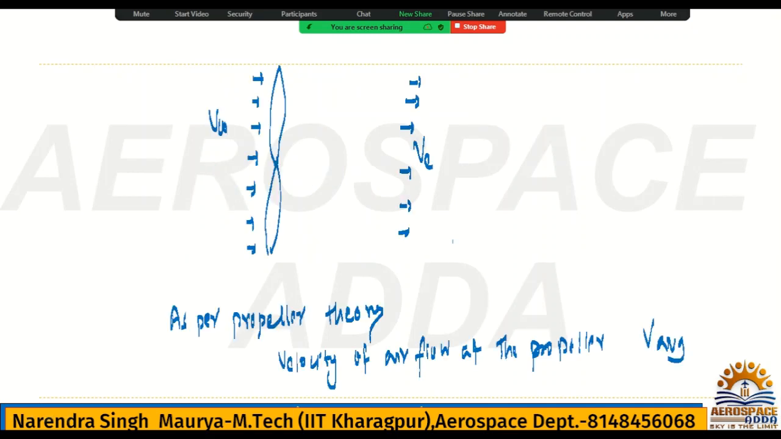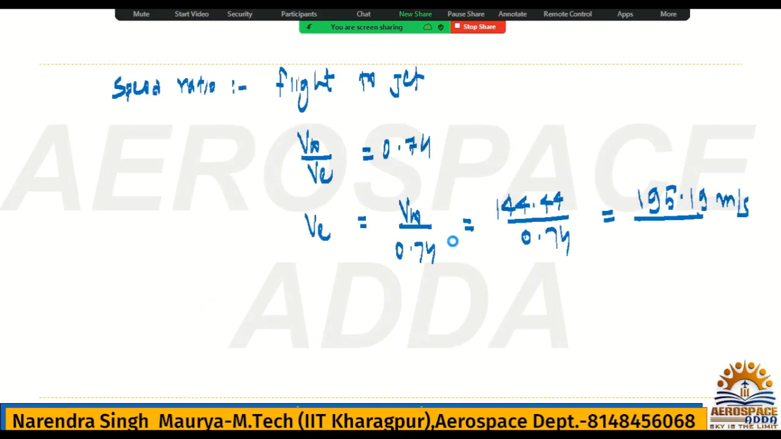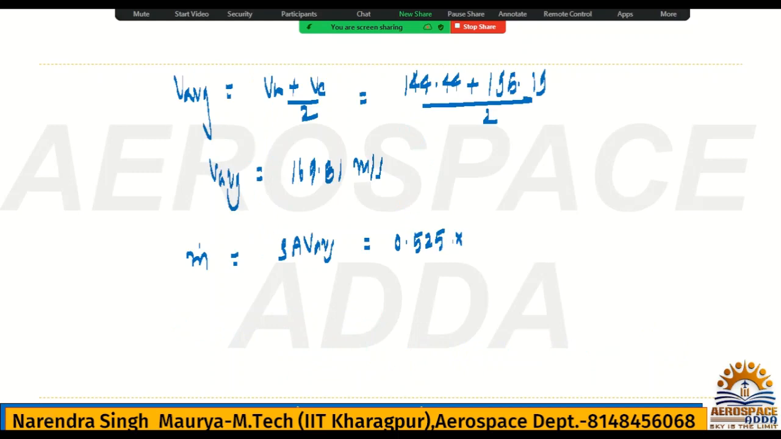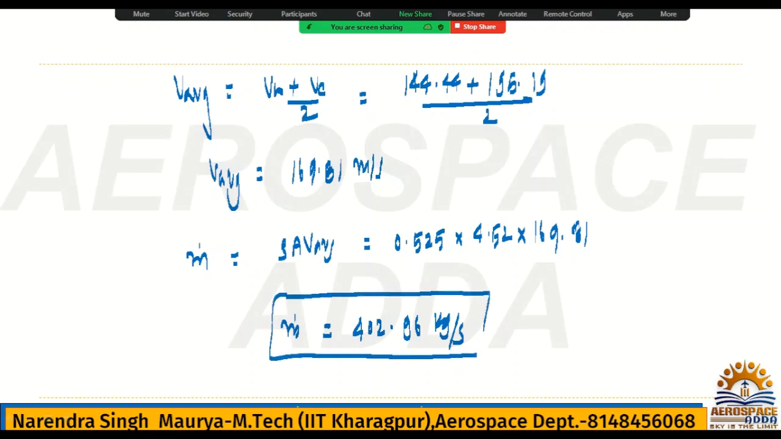Area, just now you have calculated here. This area is nothing but 4.52, the disk area of the propeller. 4.52 into average velocity 169.81. So if you calculate, m dot will be 402 kg per second. So this is the mass flow rate. This is the first value.